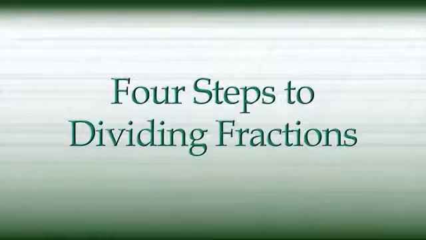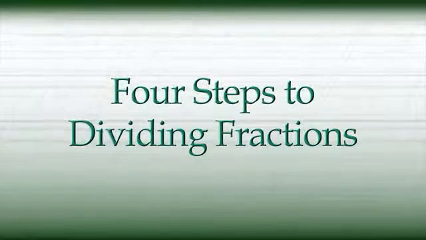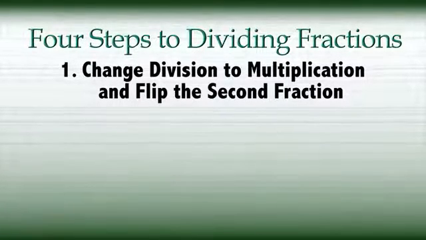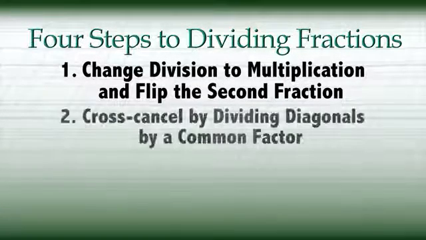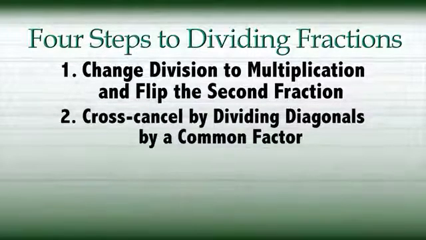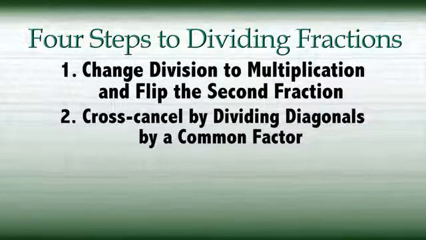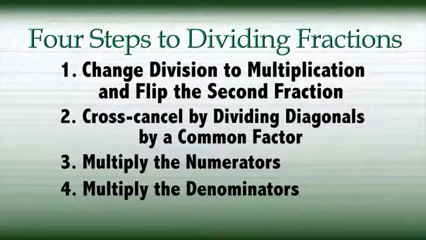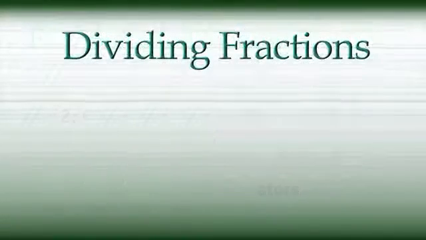There are 4 steps to dividing fractions. They are: change division to multiplication and flip the second fraction, cross-cancel by dividing diagonals by a common factor if possible, multiply the numerators, multiply the denominators. Let's look at an example.